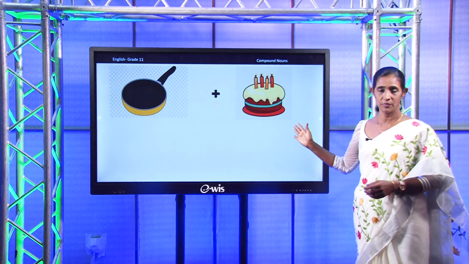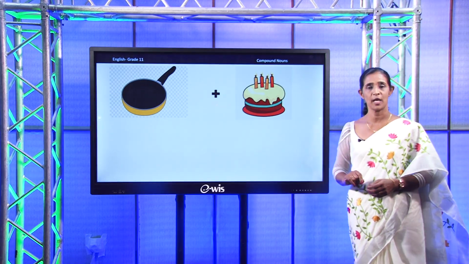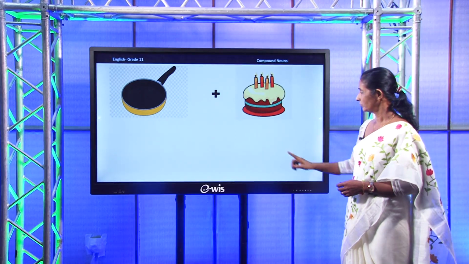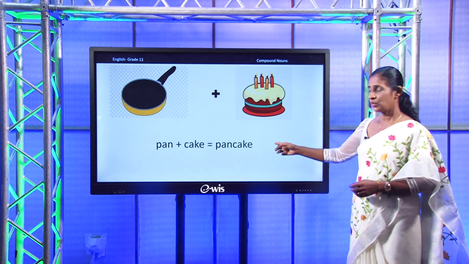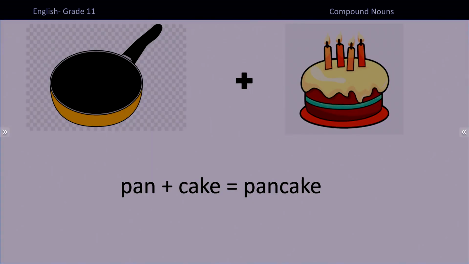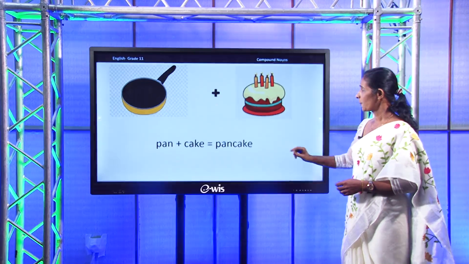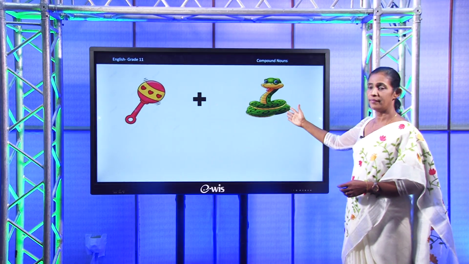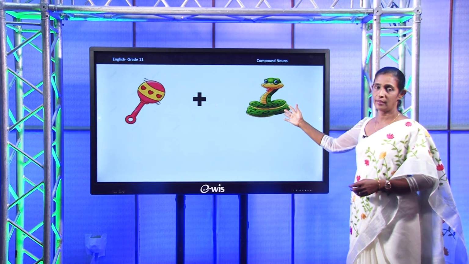Right, that's the one we discussed. The first one as an example, pan and the cake. It's a pancake. You see the spelling? If you miss something, you can correct them. Pan, cake, pancake. The next one, rattle and the snake. Rattlesnake.